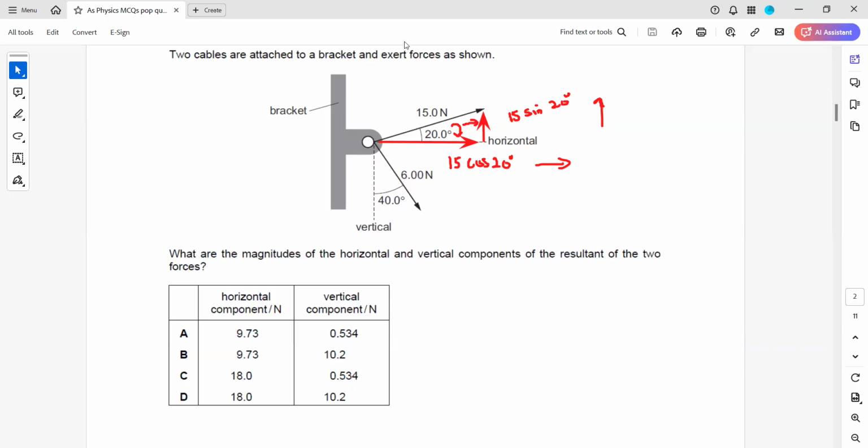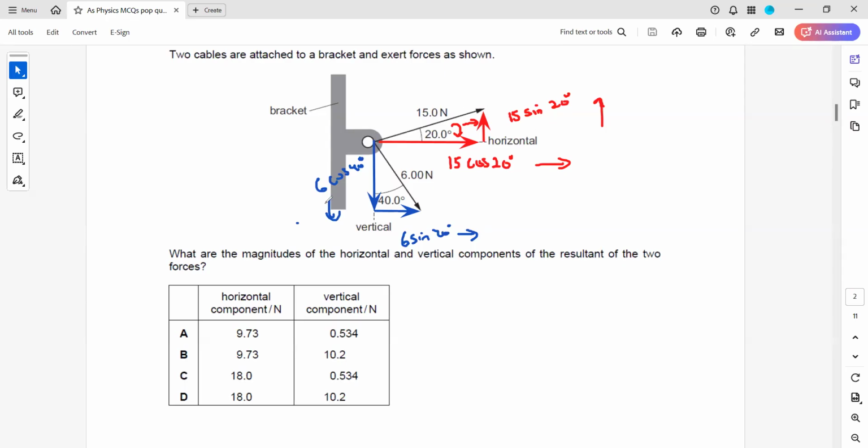Now, in the same way, we will resolve the 6 Newton vector into its components. This one is acting downward and this is towards the right hand side. The component of the vector which is next to the angle is 6 cosine 40 degrees. And the component opposite to the angle is 6 sine 40 degrees, which is towards the right hand side, and this is downward.